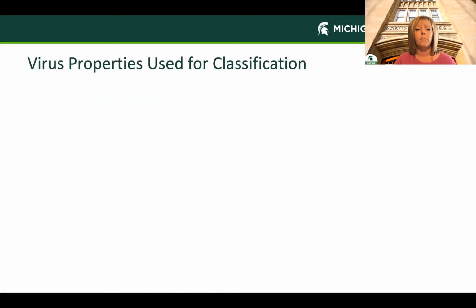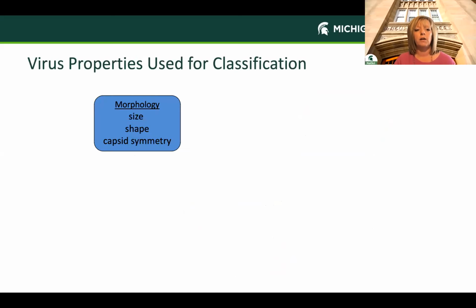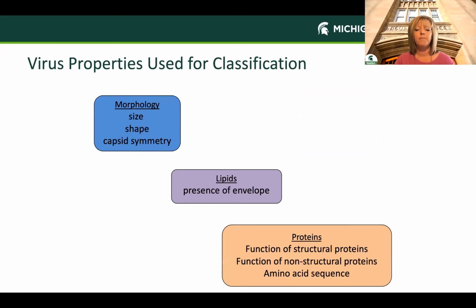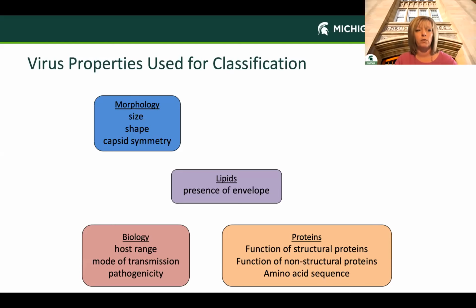We can look at the different properties. First of all, you can look at the morphology, the size, the shape, the symmetry of the capsid. We also talked about whether or not a virus might have that lipid bilayer, that envelope on the outside of the virus. That is an important characteristic. Then we think about the specific proteins. What are the functions of the structural proteins, those proteins that make up the virus particle? What are the functions of the non-structural proteins? Those are important for viral replication. And we can look at the amino acid sequences of those proteins.